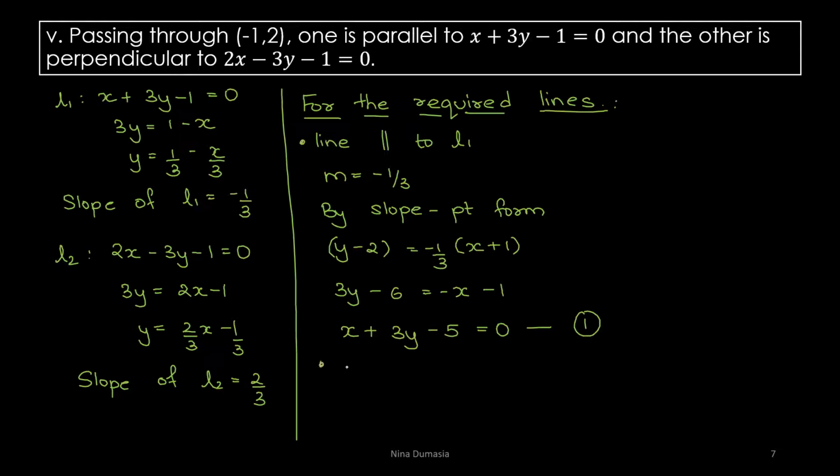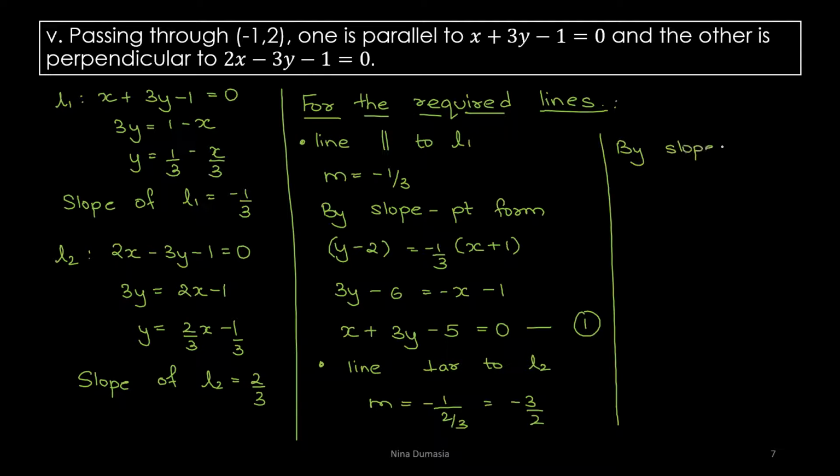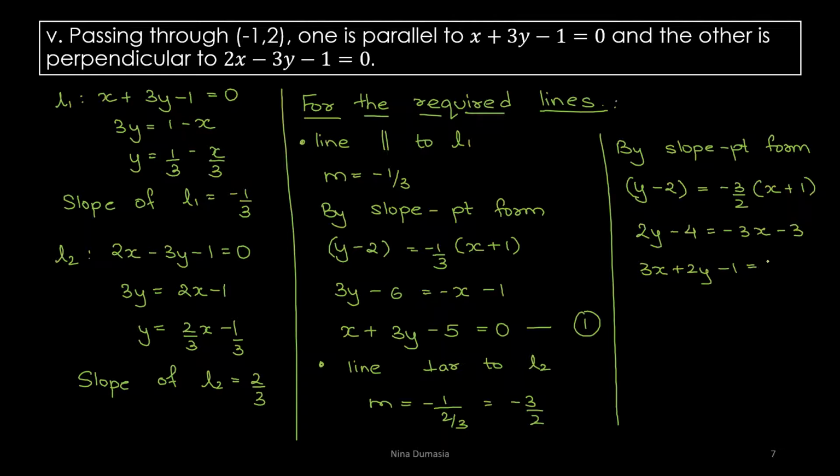Now for the line that is perpendicular to L2, m is equal to, over here it will be minus 1 divided by 2 by 3, which is minus 3 by 2. Okay, therefore the equation now is y minus 2 is equal to minus 3 by 2 times x plus 1. So this is 2y minus 4 is equal to minus 3x minus 3. So therefore 3x plus 2y minus 1 is equal to 0.